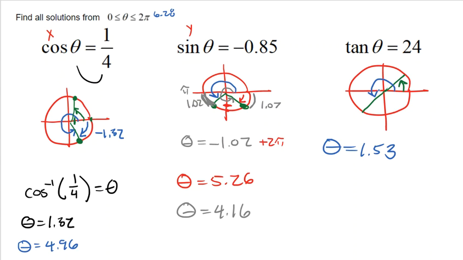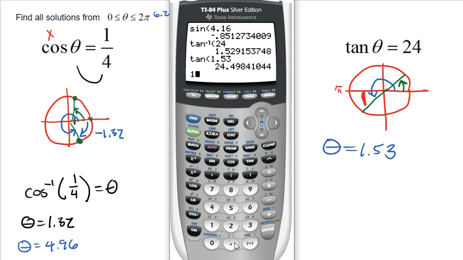3. So here's my thought process. Tangent repeats itself every half circle exactly. So essentially I just got to add pi to my answer. But if you want me to really explain that to you, think about symmetry. If this green angle right here is 1.53, so is this angle right here. So if I take a half circle, pi, add the 1.53, I'll get that green angle in quadrant 3 that I want. So I'm going to take the 1.53, and then I'm going to add pi, and I get 4.67.